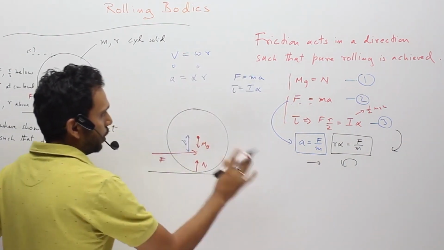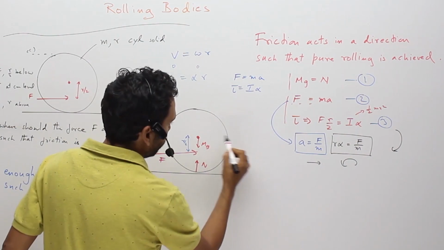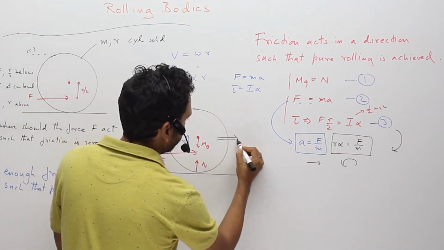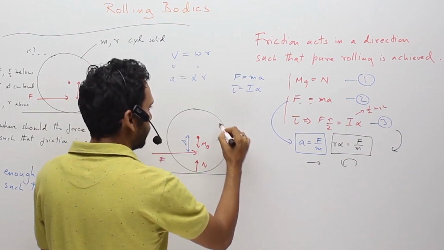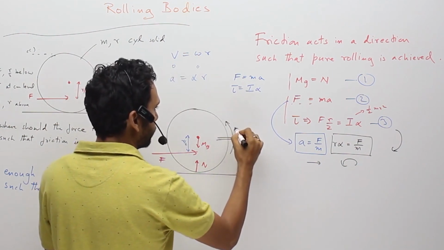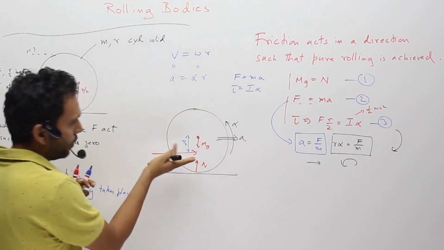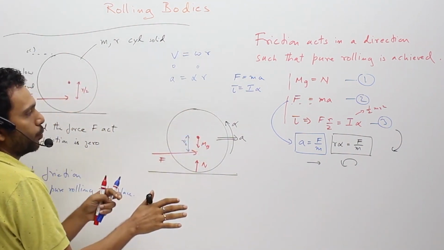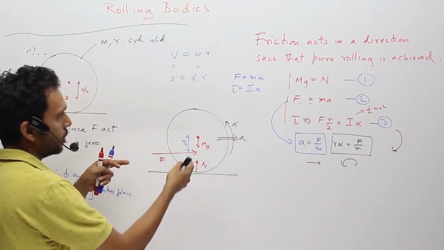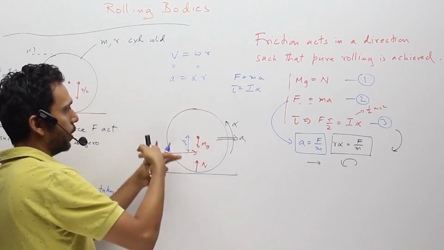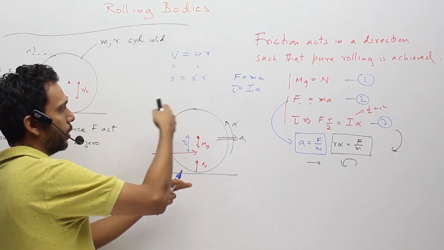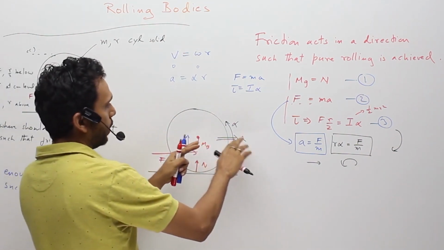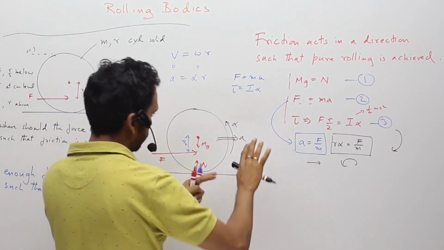So coming back to the original diagram, if I am getting my a as forward and alpha this way, that is what I am getting. This f is creating a torque this way and a is forward. So are they going to pure roll? No, they are not going to pure roll, because this alpha wants the thing to go back, whereas this a is making the thing go forward. So they are not pure rolling.